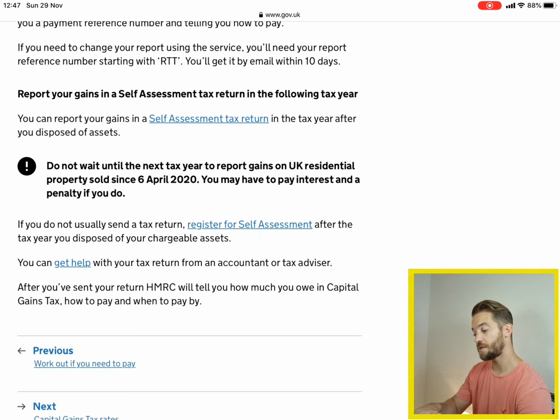The second option you can see here, report your gains in a self-assessment tax return in the next tax year. So this gives you a little bit more time to play with. The process is pretty much the same, whether you log into the real time service or whether you use a tax return to do it. What you're actually entering, all the tick boxes, they're pretty much identical. So it doesn't make too much of a difference. But I am just going to take you through to the tax return to show you what boxes to tick and where to enter your gain.